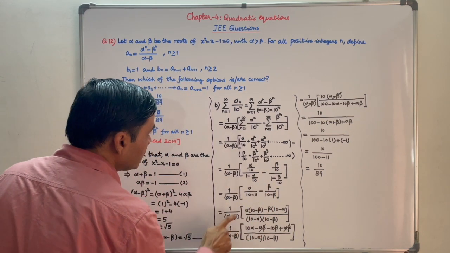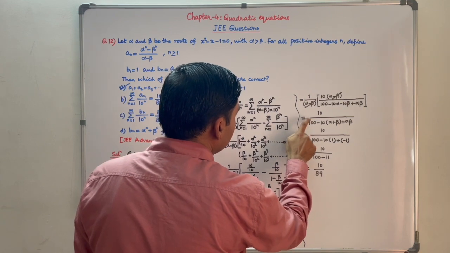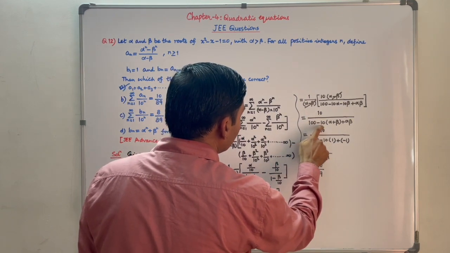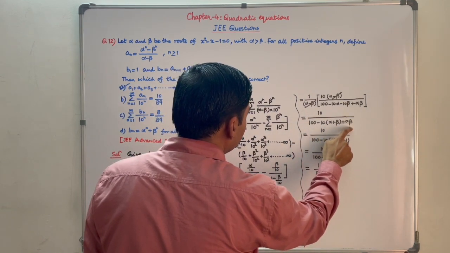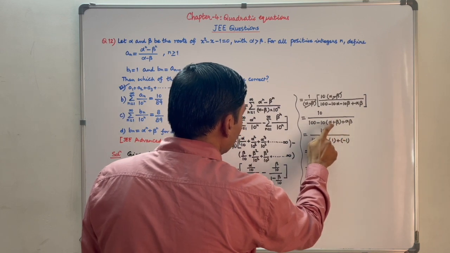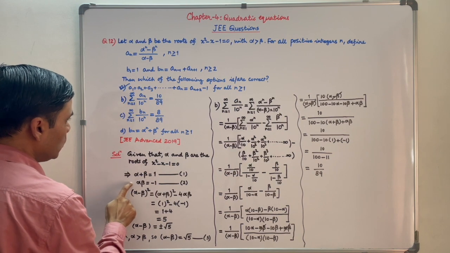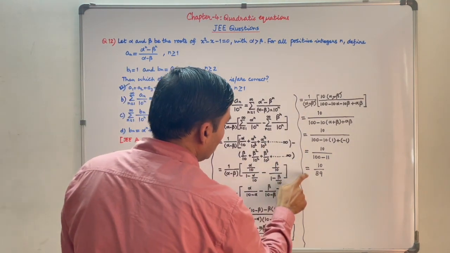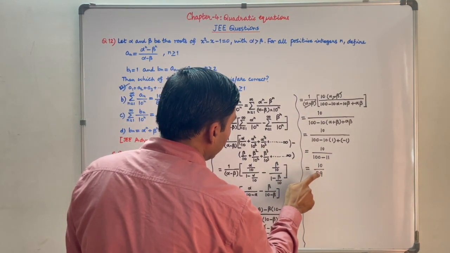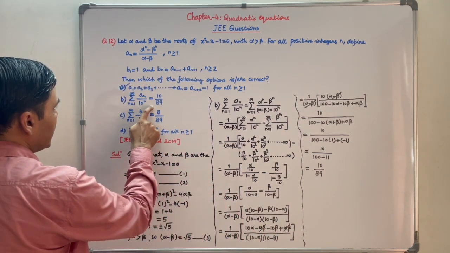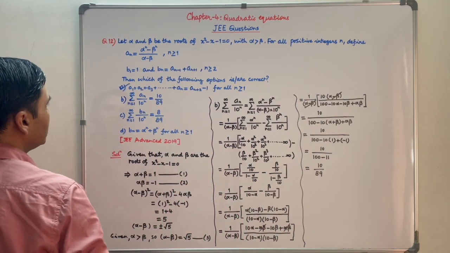Now we can simplify further up to this point: 10 upon 100 minus 10 into (alpha plus beta) plus alpha beta. The values of alpha plus beta and alpha beta we will put from equation number 1 and 2. So finally the value comes out to be equal to 10 by 89, which is the right hand side. So statement B is also correct.